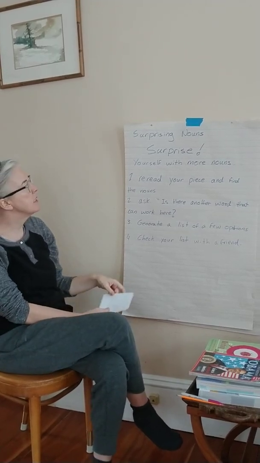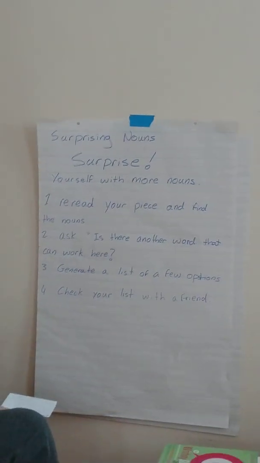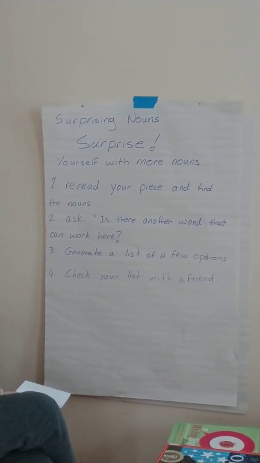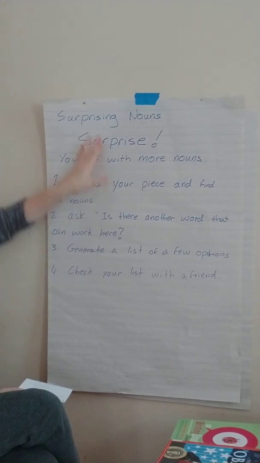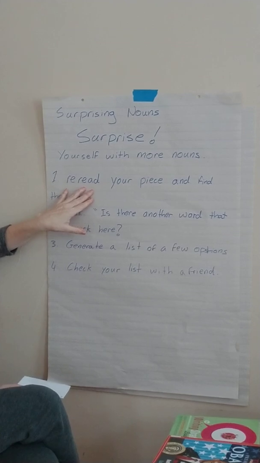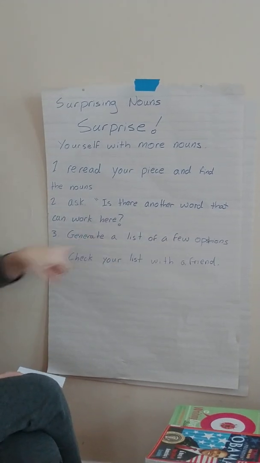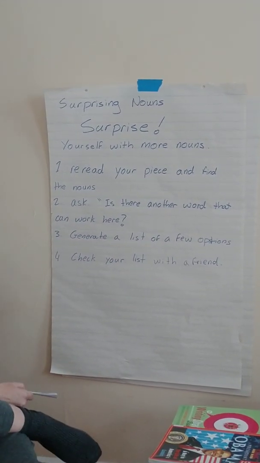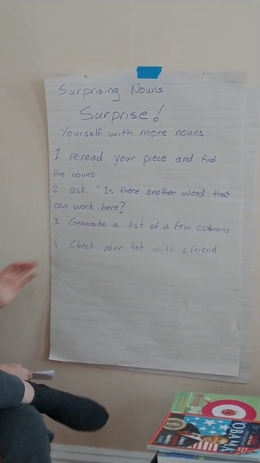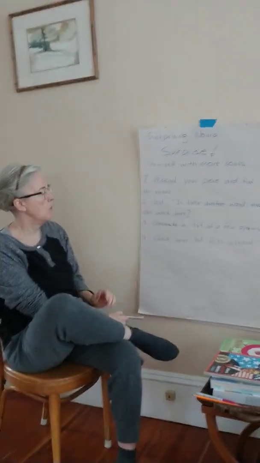And here is another example of a type of lesson that you could teach children, young adults I should say, before you go in and edit their work. You could have students sit down together and you could teach this lesson, which is tell students they can reread each other's work, reread your piece and find the nouns. Ask if there is another word that can work here. They can generate a list of options together and or on their own, and check a list with a friend and work on each other's work and add more interesting nouns to their work.